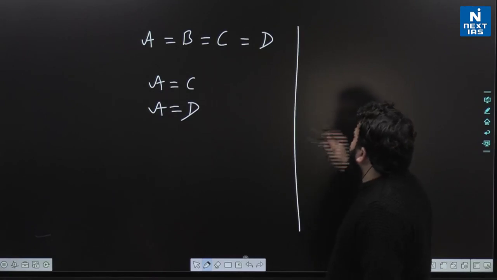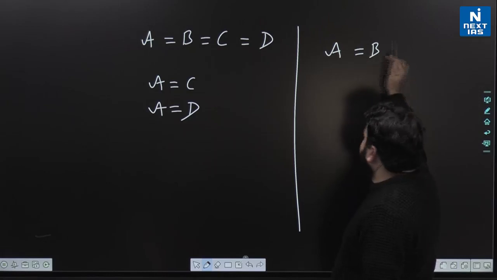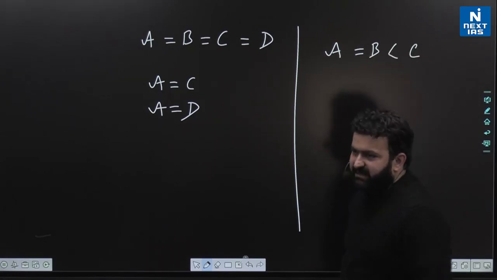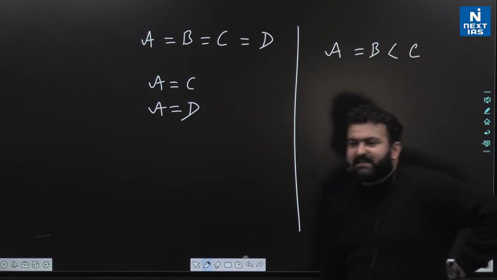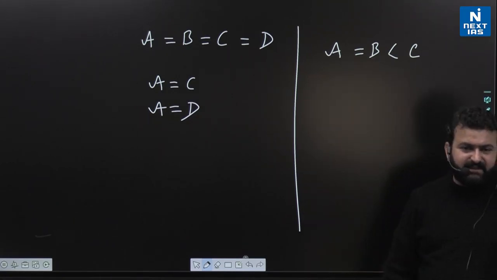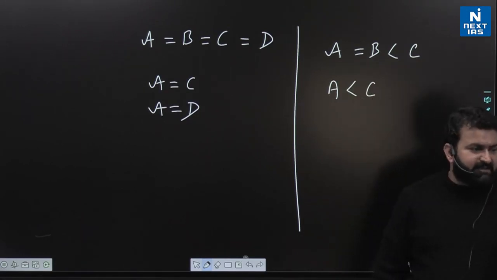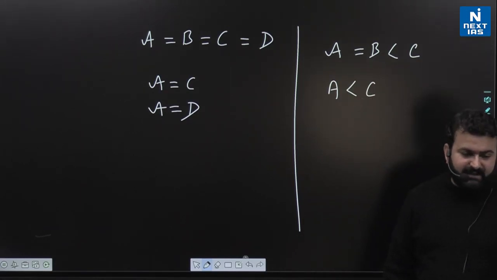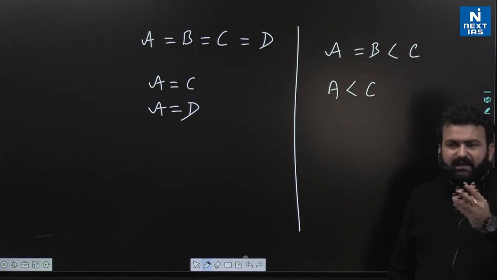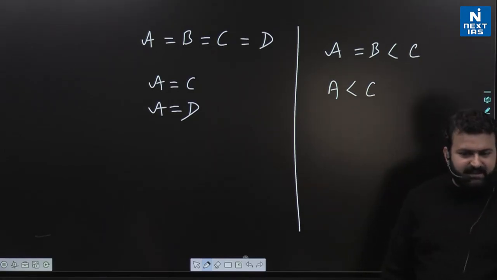Now if given A is equal to B, B is less than C. A is equal to B and B is less than C. Then in this case, can we say A will be less than C? Now in this case we can definitely say A will be less than C. Is it clear or not? Since A is equal to B and B is less than C, A will also be less than C.